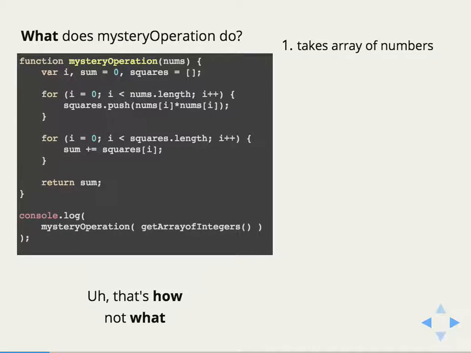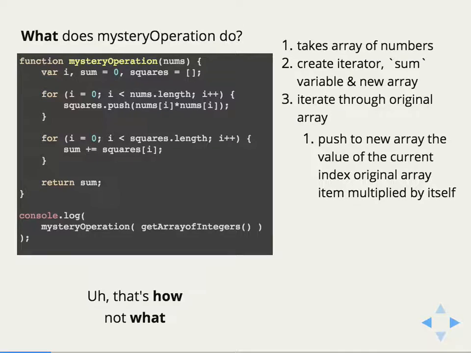So it takes an array of numbers. It creates an iterator, a sum variable, and a new array. It iterates through that original array. It pushes to that new array the value of the current index multiplied by itself, and then it loops on that new array, and it adds the value of each one to the sum, and then it returns the sum.